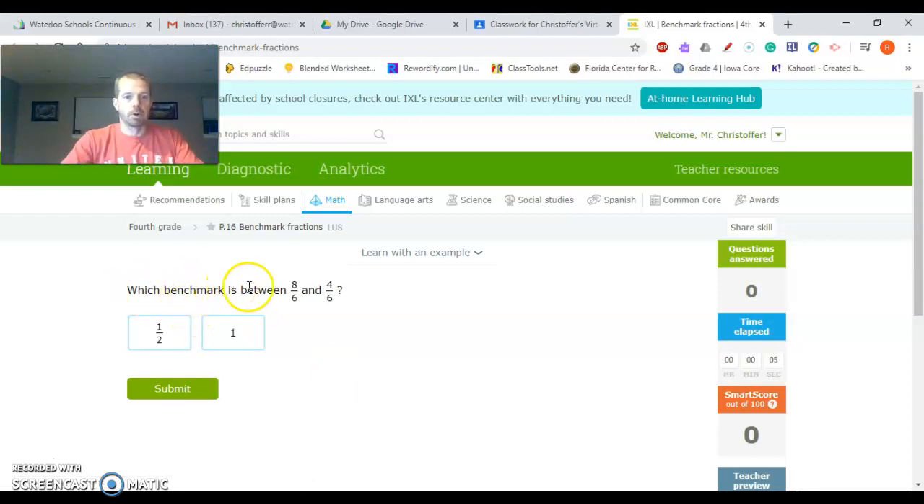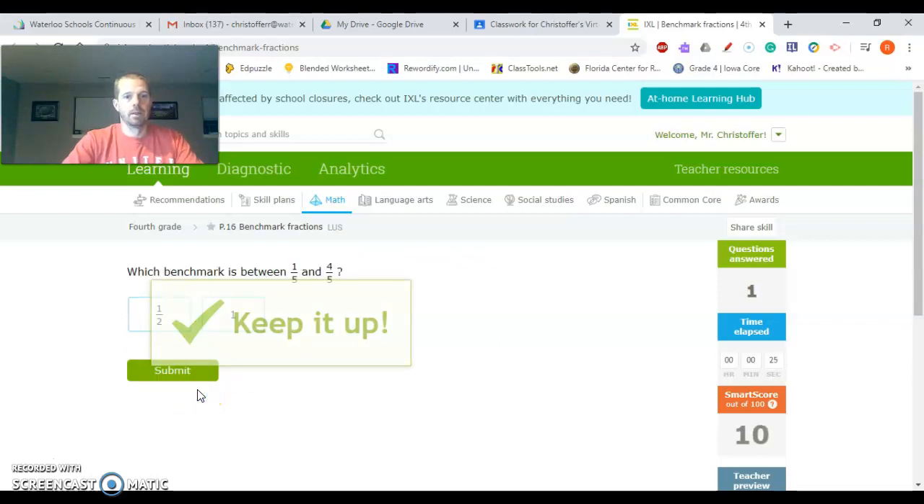So which benchmark is between 8/6 and 4/6? 8/6 is an improper fraction. I know that because the numerator is more than the denominator. And I'm comparing that with a proper fraction. So I know that 4/6 is more than half because 3/6 would be half. So it has to be one that is in between the two. Okay, so that's how you would work through that task.